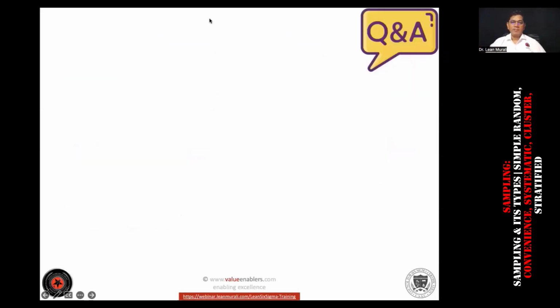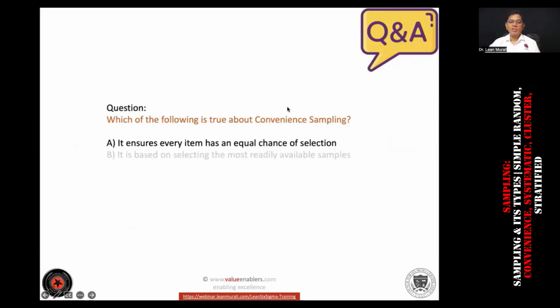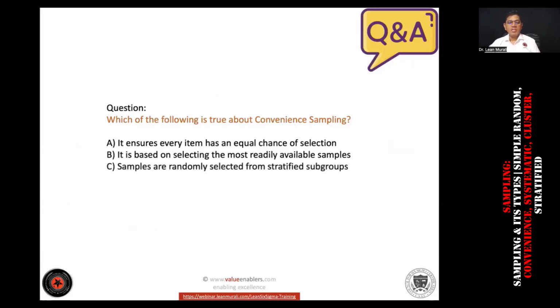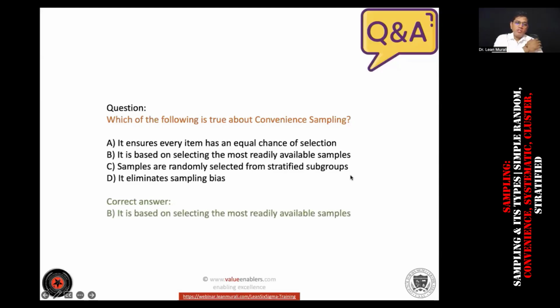Okay, so the question: which of the following is true about convenience sampling? It ensures that each item has an equal chance of selection. It's based on selecting the most readily available samples. Samples are randomly selected from stratified groups, eliminating sampling bias. So let's quickly see in the chat box what the right answer is. Perfect. Congratulations to those who typed B in the chat box. You deserve a pat on the shoulders, and a lot of chocolates today for typing B. Fantastic.